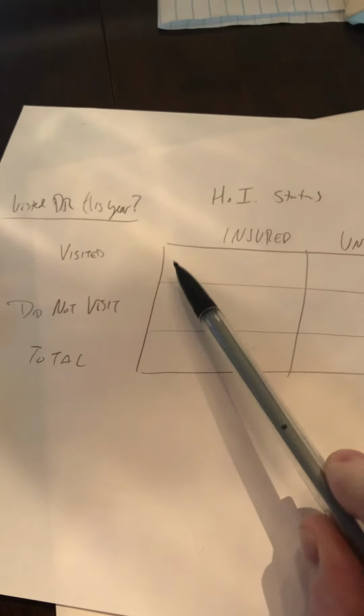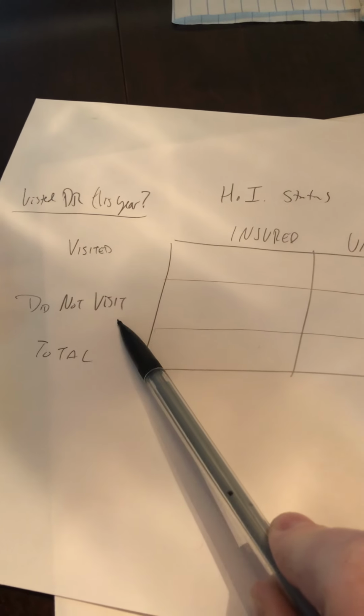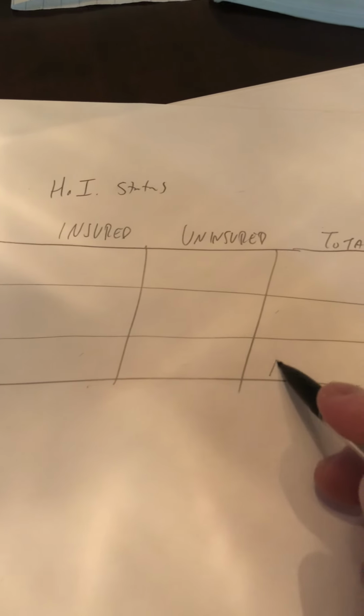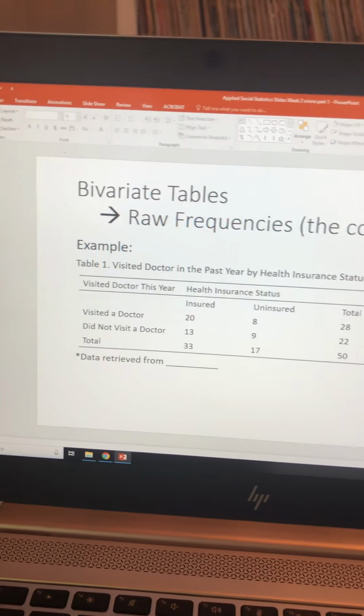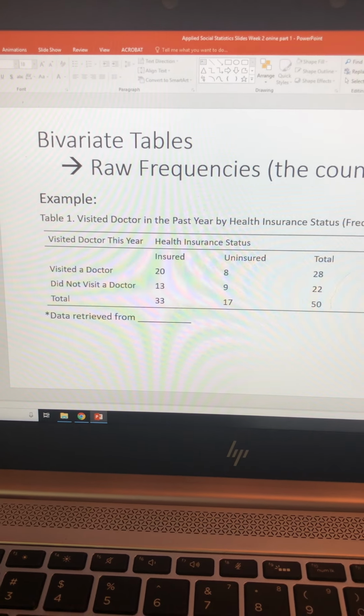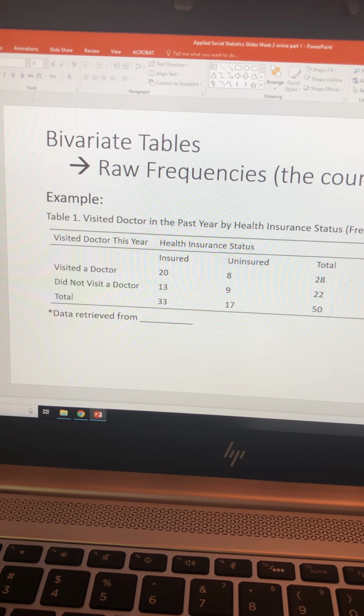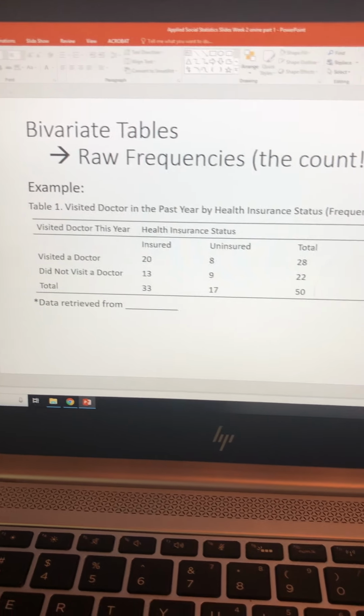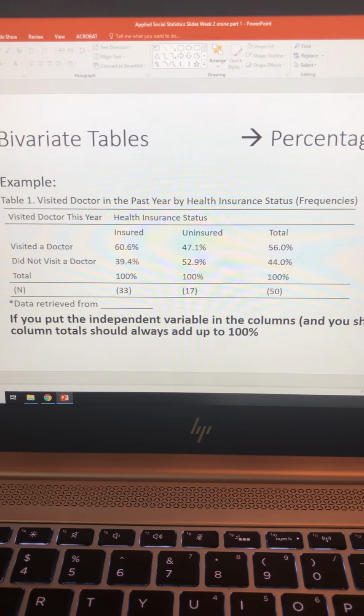So, visited a doctor this year: yes, no, total. These are going to be your marginals. And then insured, uninsured, total. These will be your marginals, and this will just be your total N. We know what this is, it's 50 already. But what we really want are the percentages, that way we can compare within the independent variables and not be limited by the differences in the sample size.